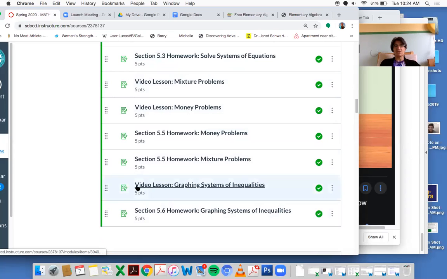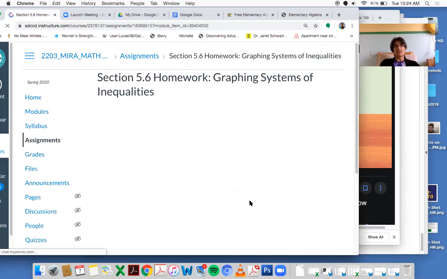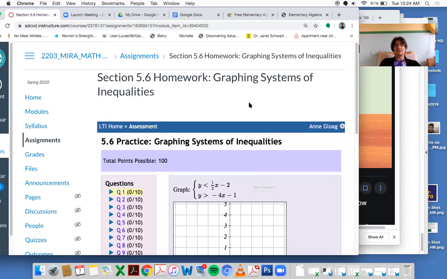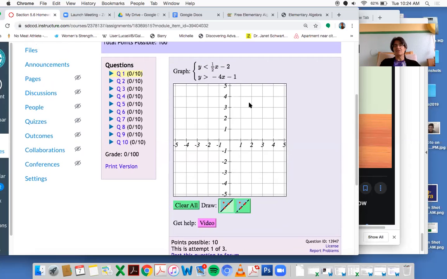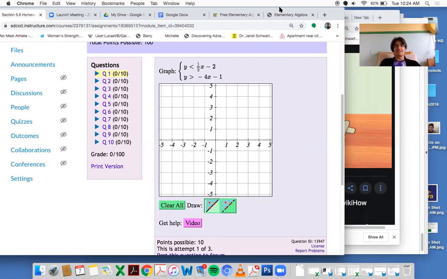So you should be doing the video lessons for graphing the systems of inequalities. All right. So again, a couple of video examples and probably a couple of problems to do. Well, and you should be doing the section 5.6 graphing systems of inequalities. So let me open it up. We can see what it looks like. And I'll do a couple of these to show how to put the lines in and do the shading, okay?